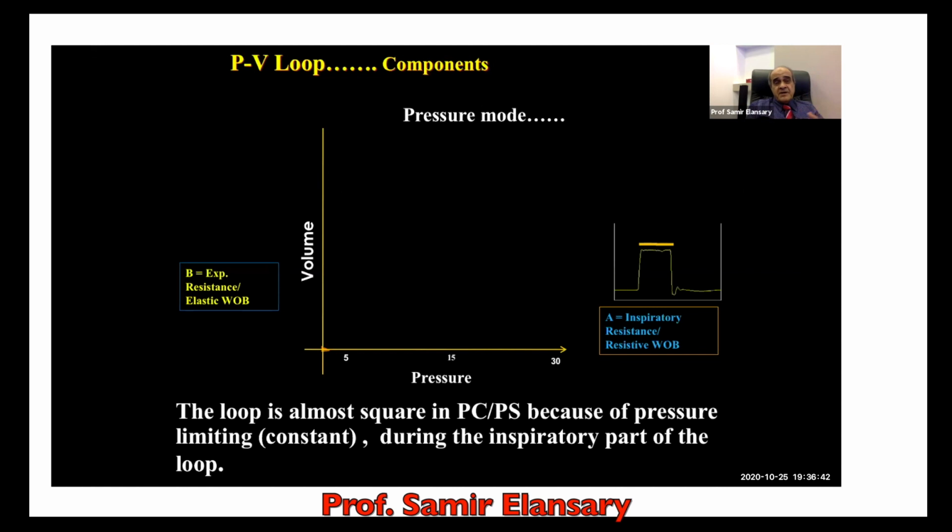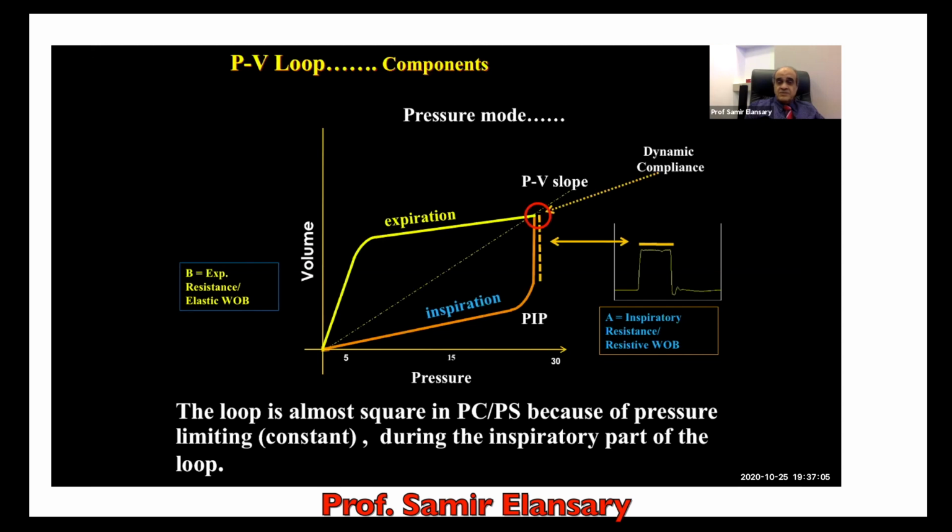These are some of the ventilator loops, and I want to just mention some of it because it is very important and most of us neglect it and depend only on the scalar waves. You have to be oriented with the pressure volume loop and what its components are, as we see here. You can see the loop here is almost square in pressure control and pressure support, because the pressure is limited and constant. This is the peak inspiratory pressure, this is inspiration, going up to the dynamic, this point reflects the dynamic compliance, and this is the expiration. Of course, the inspiratory curve depends on resistance of the airway and also resistance of work of breathing, and the expiratory wave depends on the elastance of the respiratory system.